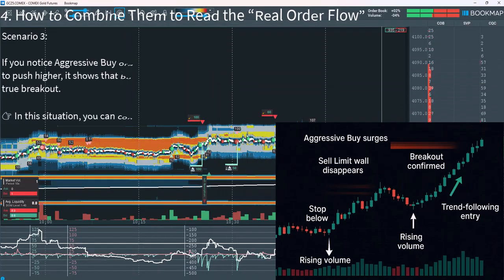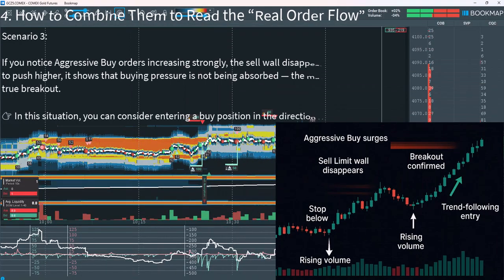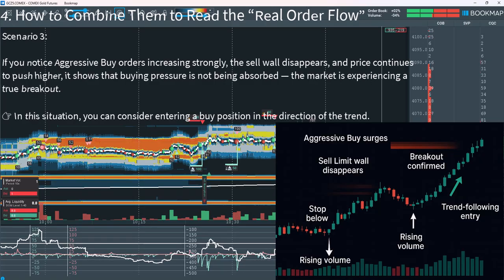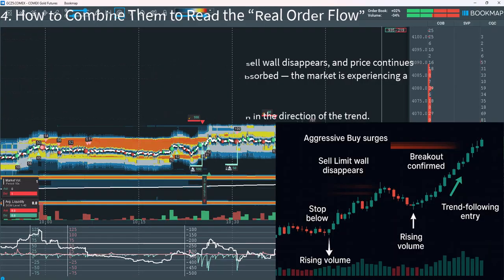Scenario 3. If you notice aggressive buy orders increasing strongly, the sell wall disappears and price continues to push higher, it shows that buying pressure is not being absorbed, the market is experiencing a true breakout. In this situation, you can consider entering a buy position in the direction of the trend.